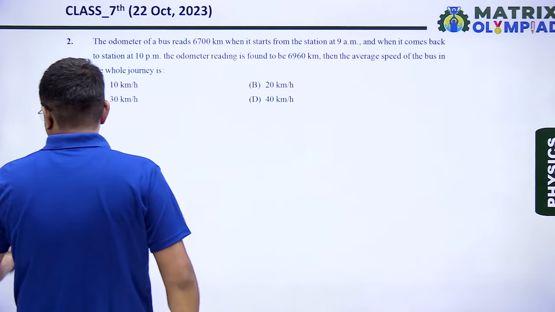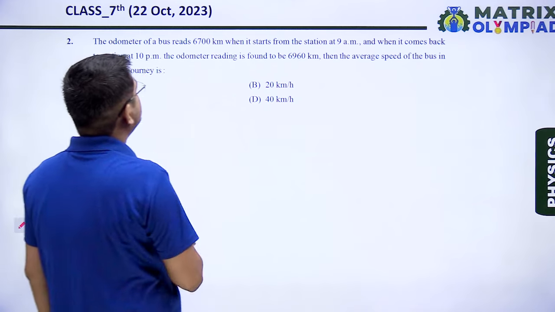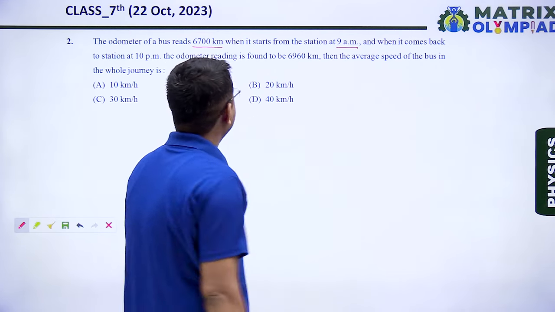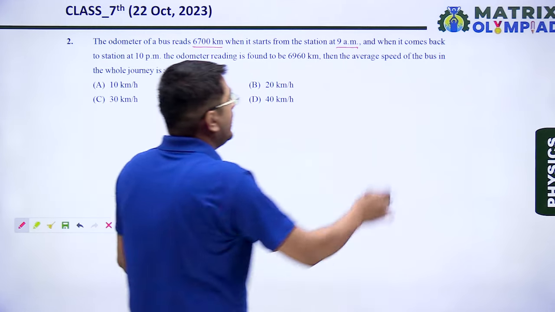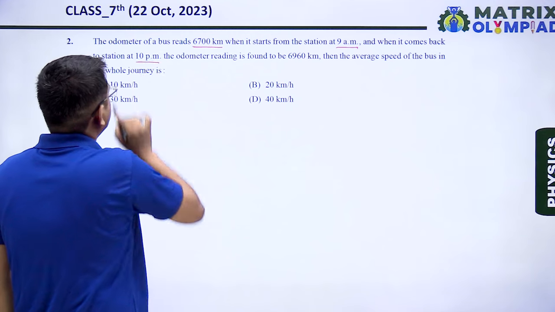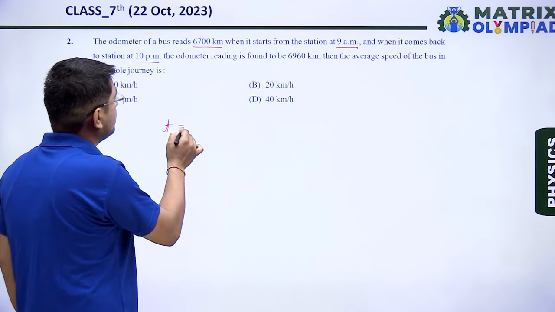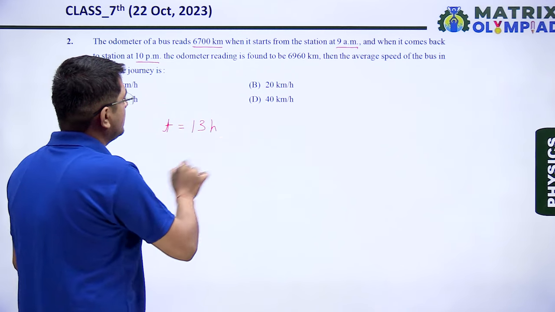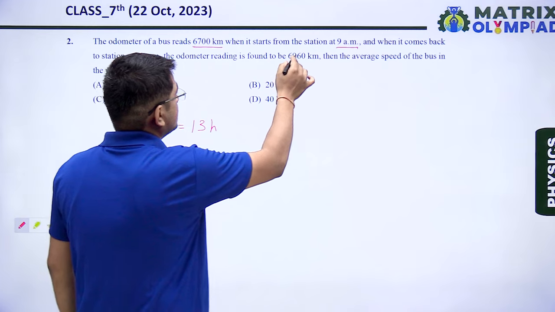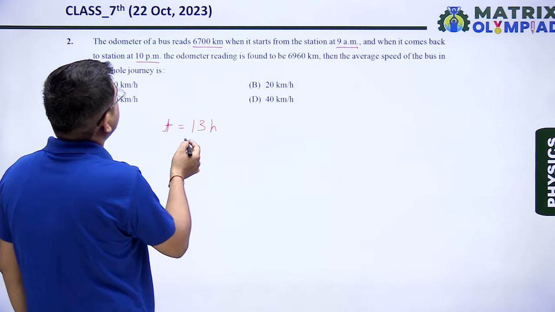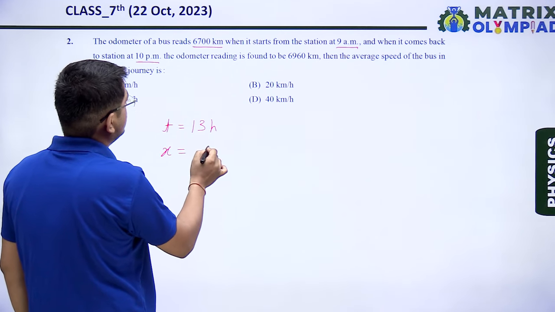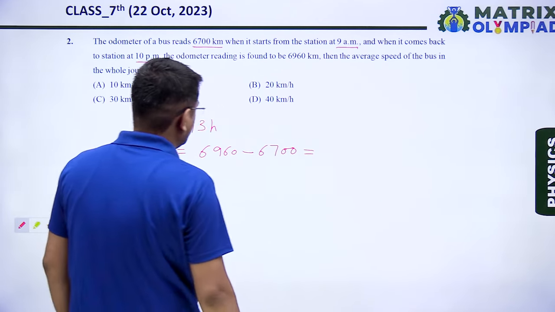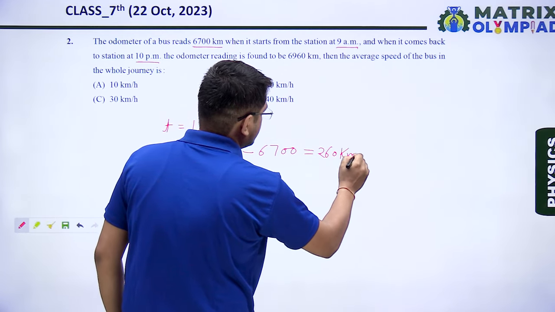Next question, question number 2. In question number 2, it is said the odometer of bus reads 6700 km when it starts from a station at 9 a.m. Time is given and the odometer reading is given here. And when it comes back to station at 10 p.m., that means total time interval is from morning 9 o'clock to night 10 p.m., which becomes equal to 13 hours, okay? And the odometer reading is found to be 6960 kilometers. That means the total distance traveled is, let's say, x equal to 6960 minus 6700, which becomes equal to 260 kilometer. Okay, this distance is traveled.